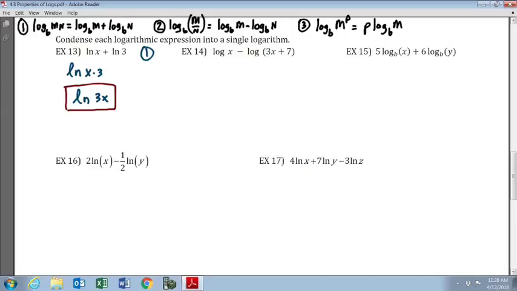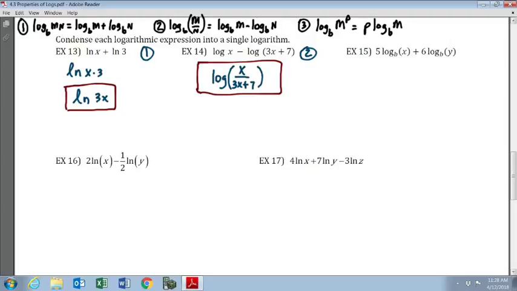And on 14, notice we have a subtraction of 2 logs. So we're going to use the quotient rule. Again, we're doing what we did earlier, but we're going in the reverse direction. So now we can write this as the log of a quotient. The log of x divided by 3x plus 7. It is important that you do put the x in the numerator and the 3x plus 7 in the denominator.